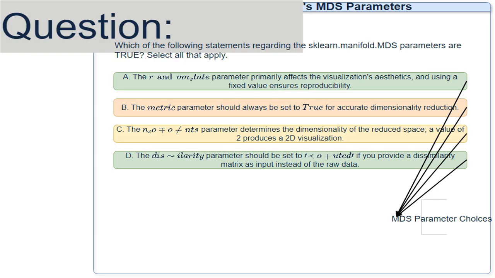This is a multiple-choice question testing your knowledge of the Sklearn multidimensional scaling (MDS) function's parameters. You'll need to identify the correct statements about how these parameters work. This statement is correct. The "random_state" parameter in MDS sets the seed for the random number generator. Using the same "random_state" each time you run MDS will give you the same results.